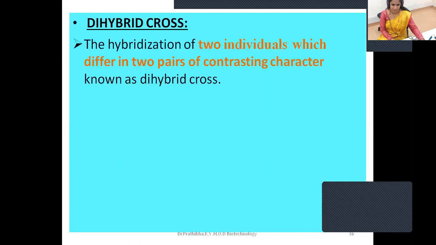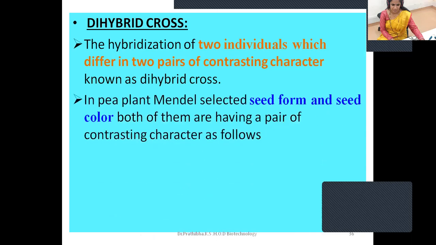Okay. Now let us go through the dihybrid cross. How could you define a dihybrid cross? Here, the hybridization of two individuals which differ in two pairs of contrasting characters is known as a dihybrid cross. Okay. In pea plant, Mendel selected seed form and seed color.